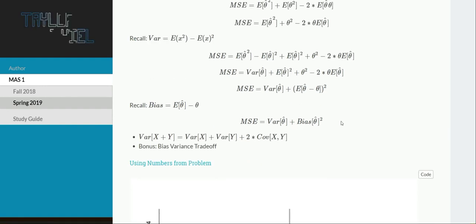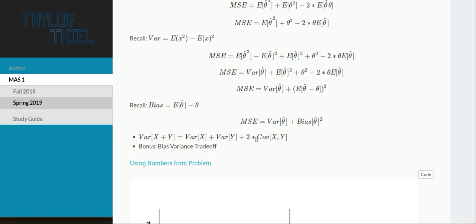So that's the first thing you need to know for this problem, is this way of writing mean squared error. You also need to know that when you calculate the variance of two random variables, x and y, this is how you can break that up. So the variance of x plus y is just the variance of x plus the variance of y plus 2 times the covariance of x and y.